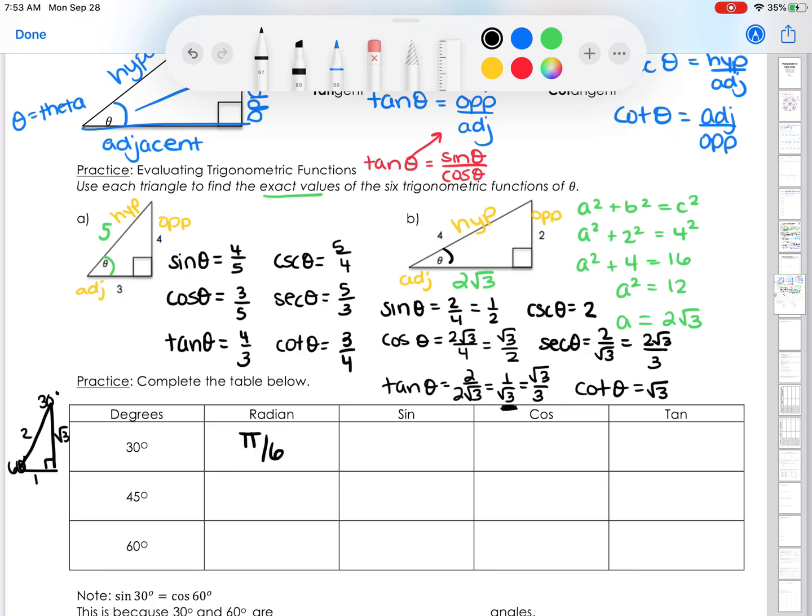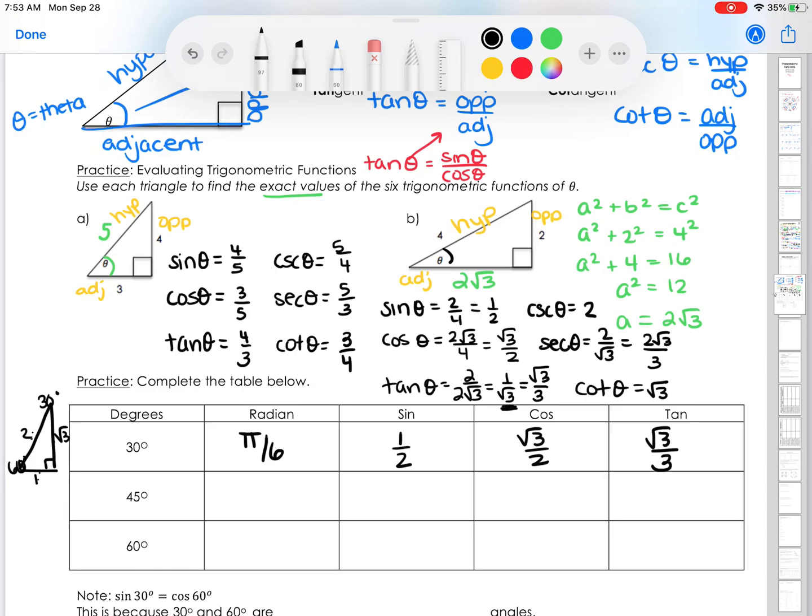All right, so if I'm going to find the sine of 30 degrees, that's going to be opposite over hypotenuse, so that's 1/2. If I find the cosine, that's going to be root 3 over 2. And if I find the tangent, that would be 1 over root 3, which is really root 3 over 3.